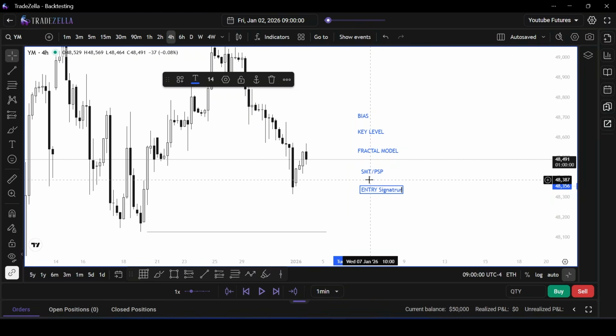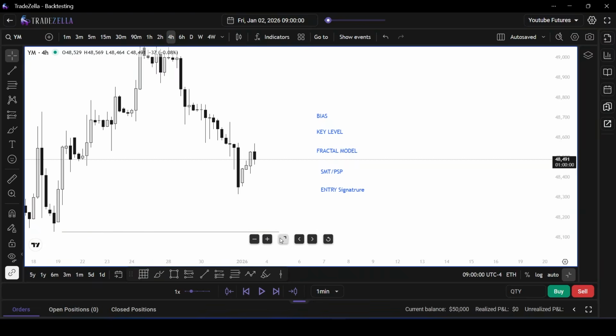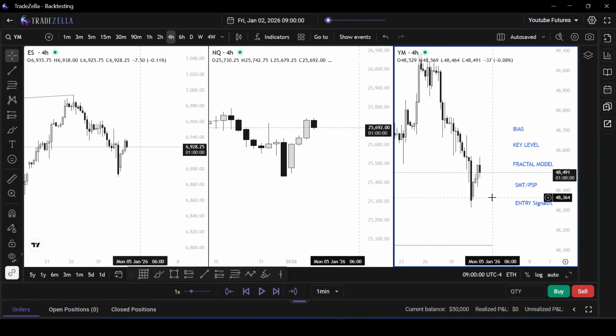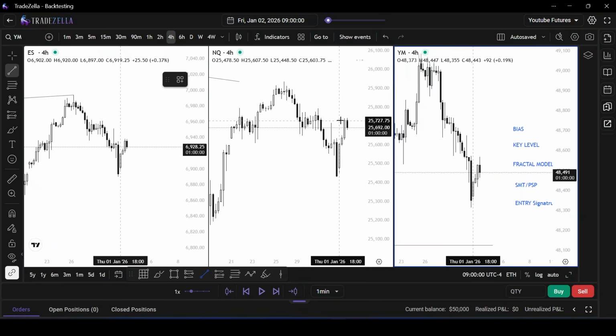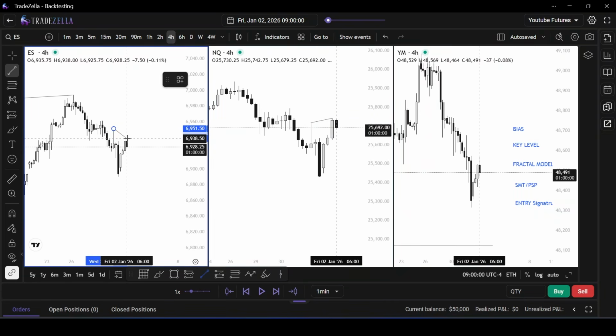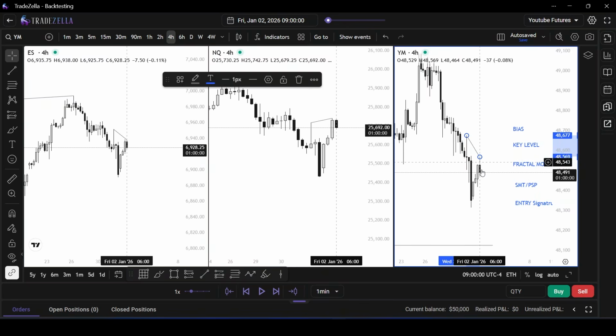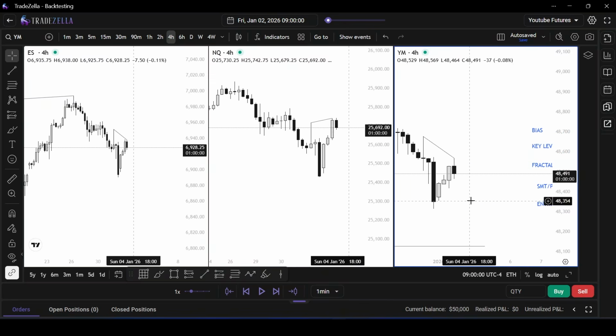Entry signature, right? So we're gonna need bias, key level, fractal model, SMT to confirm that, then our entry signature. So looking at the 4-hour time frame right now, what can you see? We have this key level here, right? And we're currently forming what? An SMT there. We're currently forming an SMT.